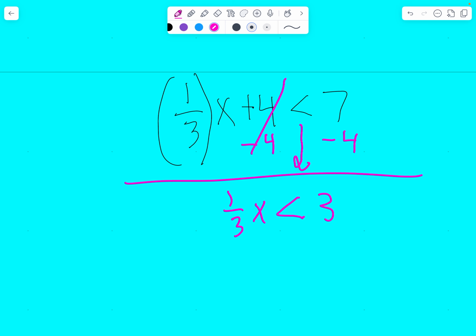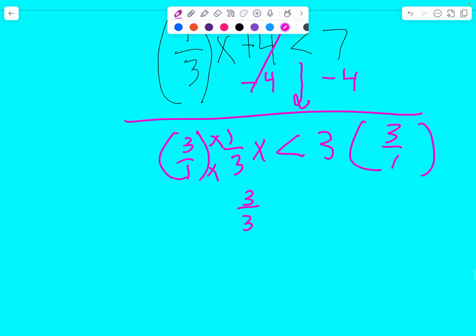Now, we all know that to get rid of a fraction is division. 1 divided by 3 is what a fraction means. I'm going to multiply by the reciprocal, 3 over 1. What's 3 times 1? 3. What's 1 times 3? 3. So I have 3 over 3, which is just 1, which is just x. So we have x is less than 3 times 3, which is 9 over 1. I don't need to include the over 1 part. So x is less than 9.